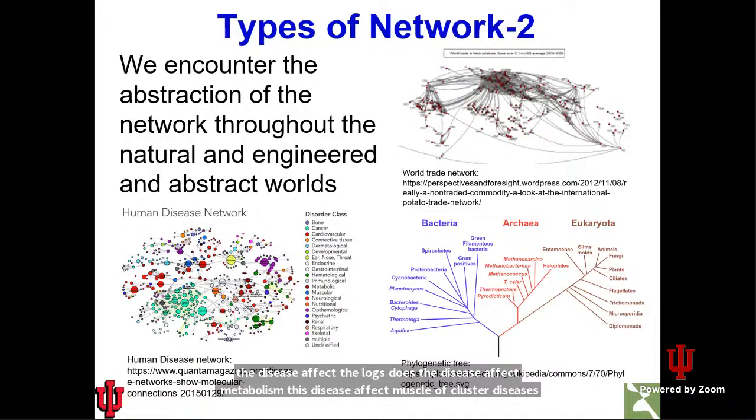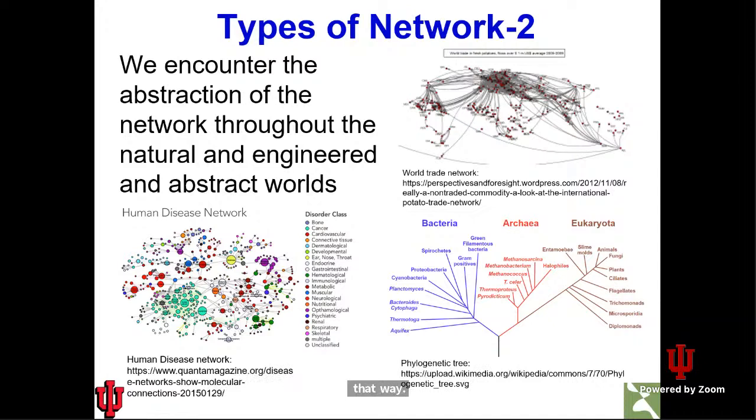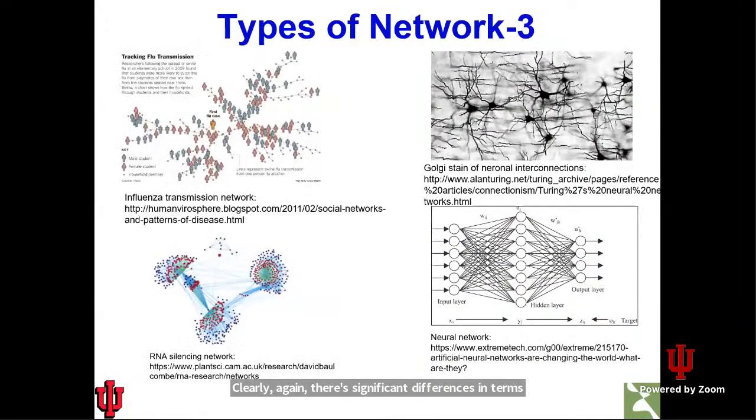On the top is an economic network. It's showing trade relations and exchange of economic materials. And on the bottom right, we have a phylogenetic tree. So this is an evolutionary network. Clearly, again, there are significant differences in terms of what we're talking about in each one of these. Here's some more networks. Here on the top left is a classic epidemiological network. In this case, it was influenza transmission.